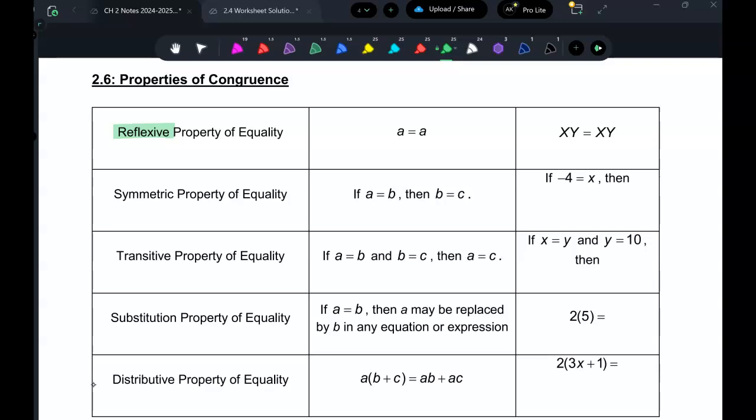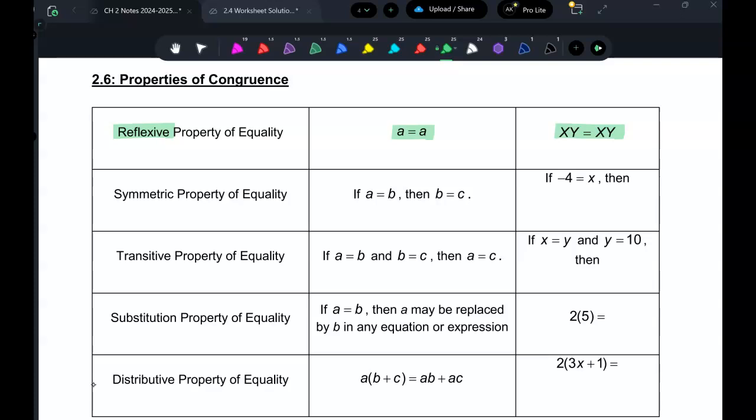Think of a reflexive property like looking at your reflection. What do you see? You see the same thing. Like 5 equals 5. Again, it seems kind of obvious, but if I said measure of angle A equals measure of angle A, that's an example of the reflexive property. That just makes sense. It's obvious, right?